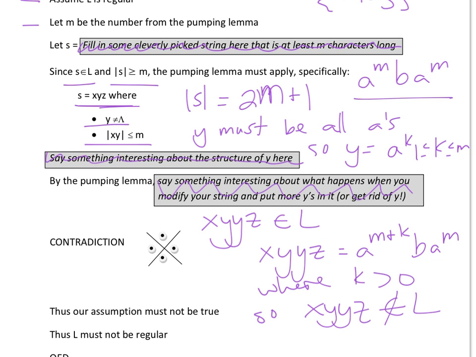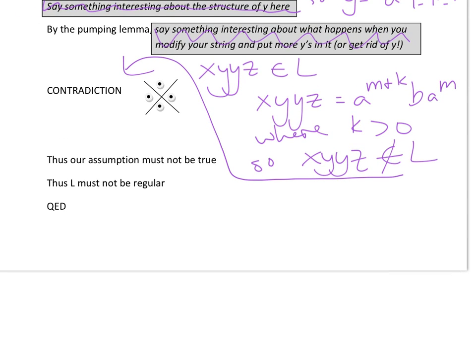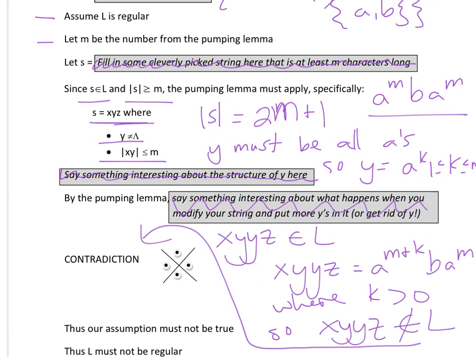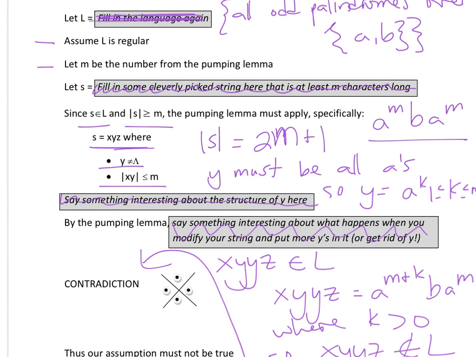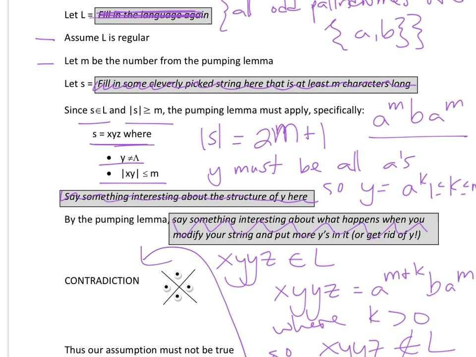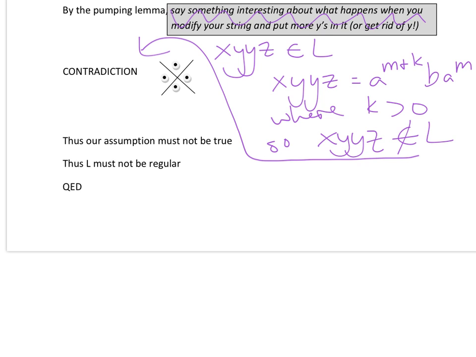So we have a contradiction. Thus, our assumption must not be true. What was our assumption? Our assumption way up at the top of the page was we assumed L was regular. We now know our assumption is not true. Thus, L must not be regular, QED, end of proof.